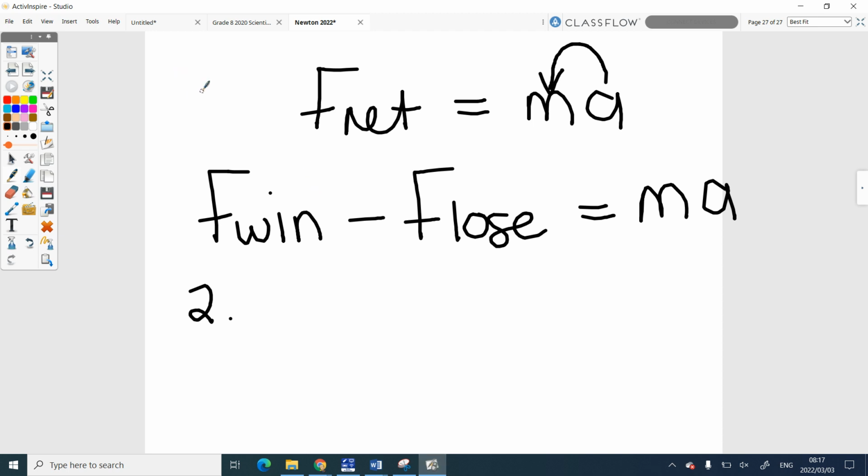So please remember, when you get a question like this, you're seeing forces, you're seeing accelerations, you're going to know it's F net equals ma. But now we need to do a free body diagram. Please don't try and do this without. You're going to forget about some forces.